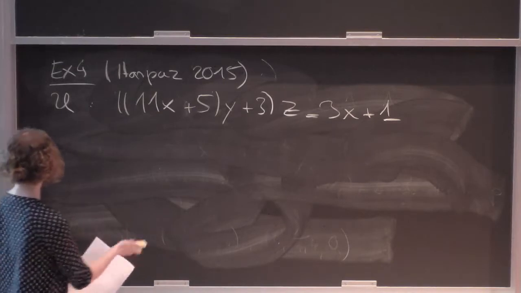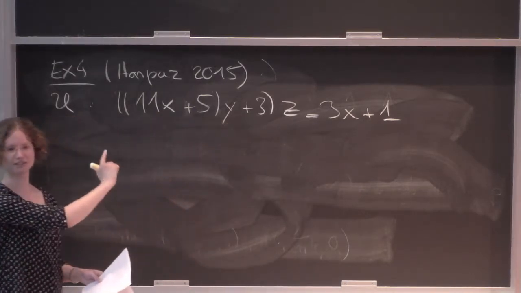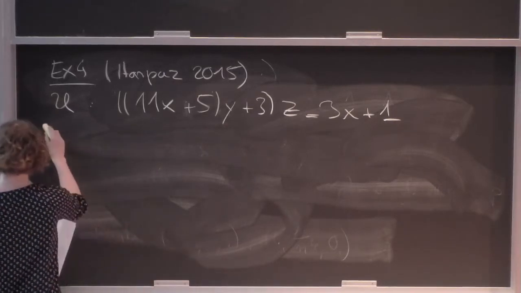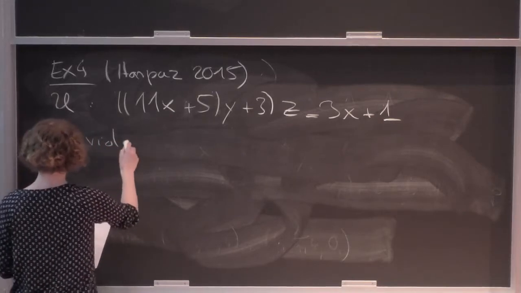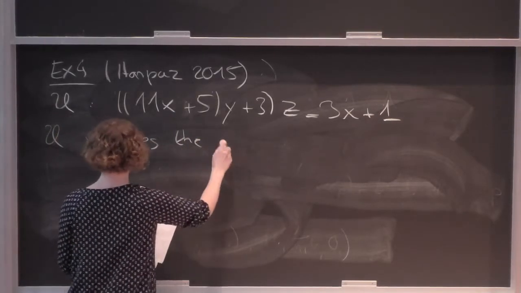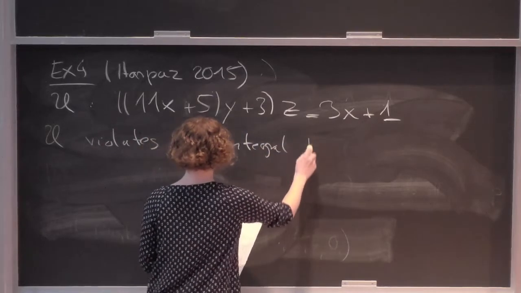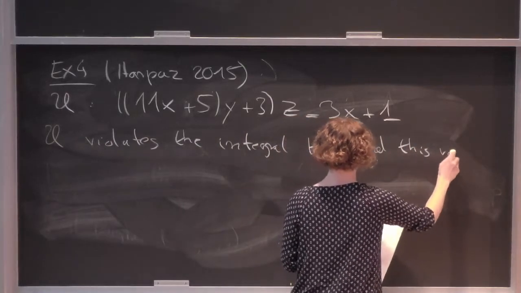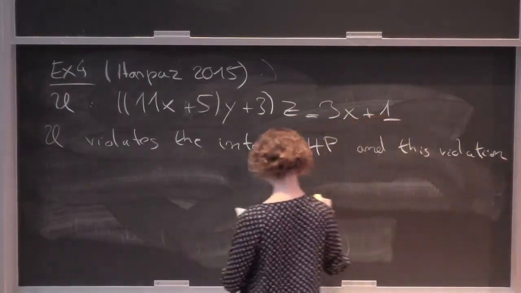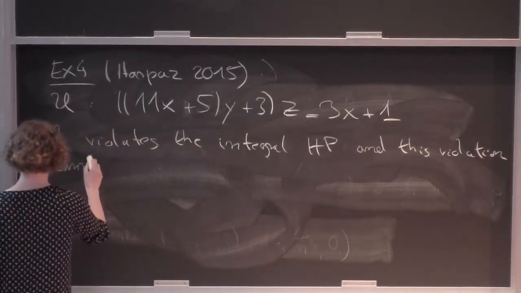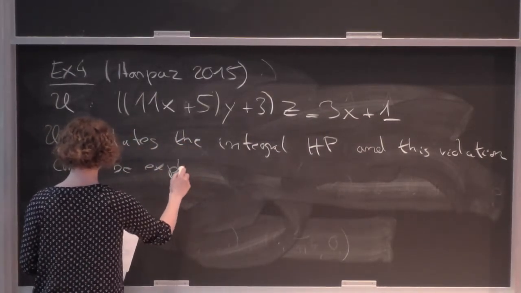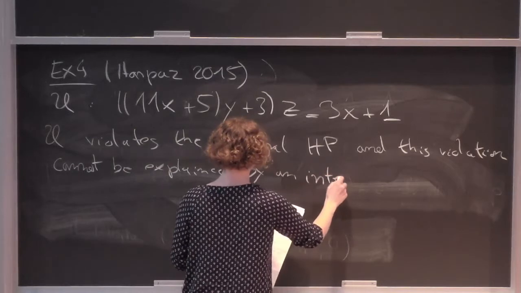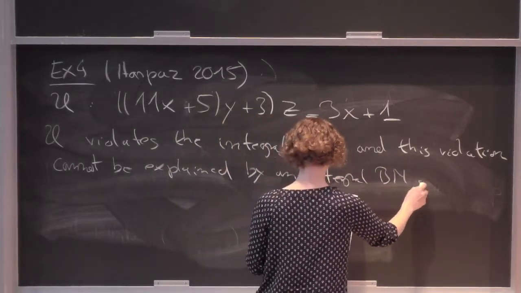So you already see a bit, you have here this one term xyz, which is cubic, which appears only once. You think now a bit about the rational points, the real points that create some restrictions on them. One can show that this thing violates the integral Hasse principle. And this violation cannot be explained by an integral Brauer-Manin obstruction.